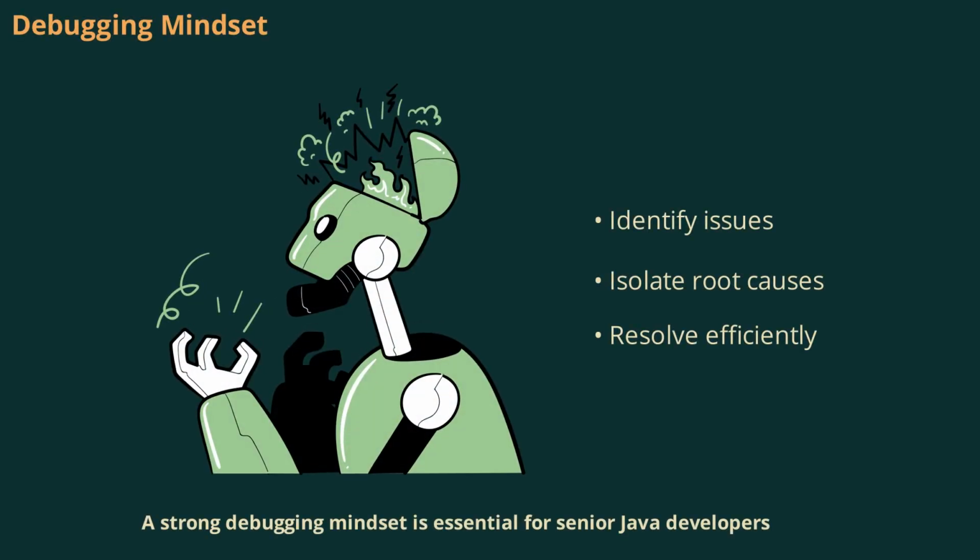A strong debugging mindset is essential for senior Java developers. Interviewers look for your approach to identifying, isolating, and resolving issues in production systems. Sharing examples of how you debugged complex problems can highlight your analytical skills and attention to detail.